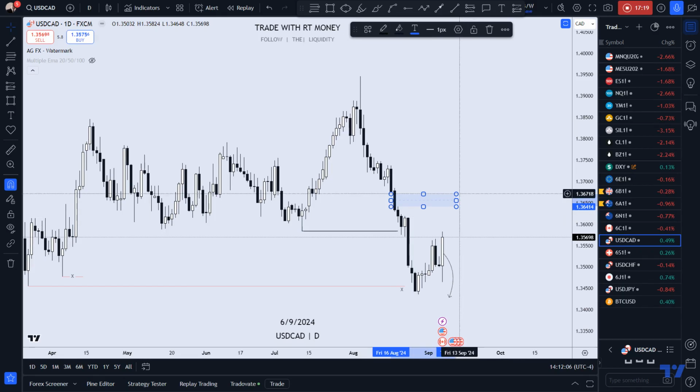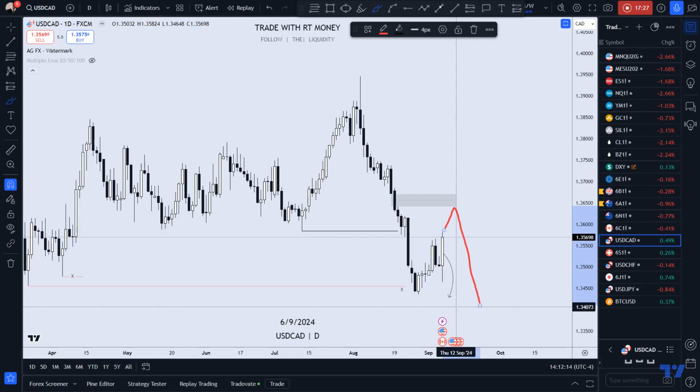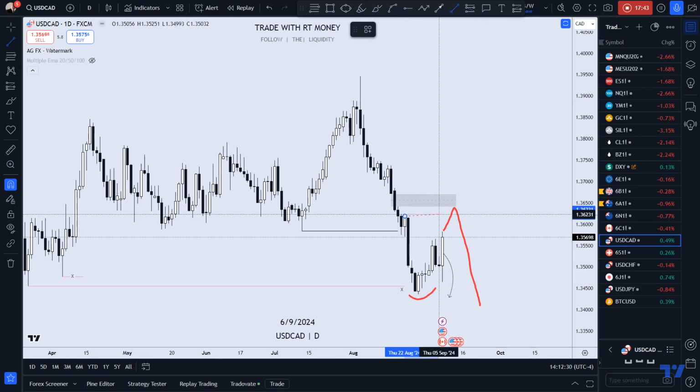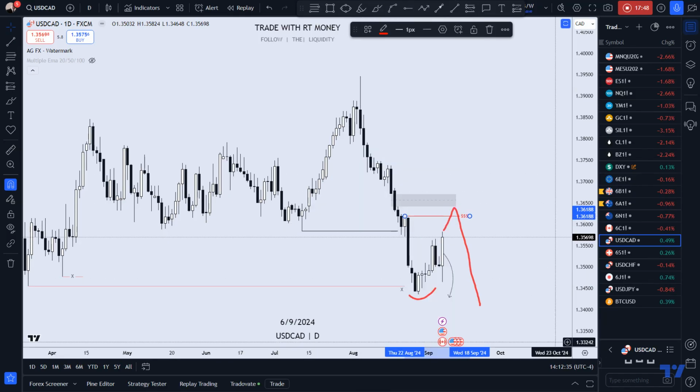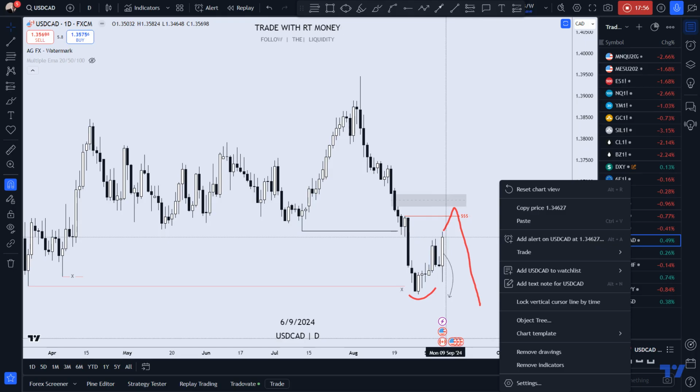This is a good high probability area for price to want to continue lower from. I'm looking for something like this. So we may see that US dollar strength coming in short term this week and then turning down to take out that low. My first target would be this draw on liquidity here. I'm hoping that it comes all the way up here so I can take a high probability trade to the downside. That's what I'm looking for.